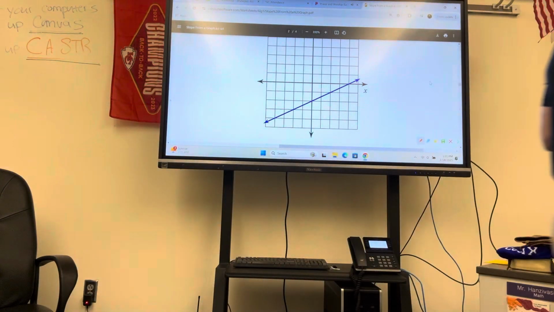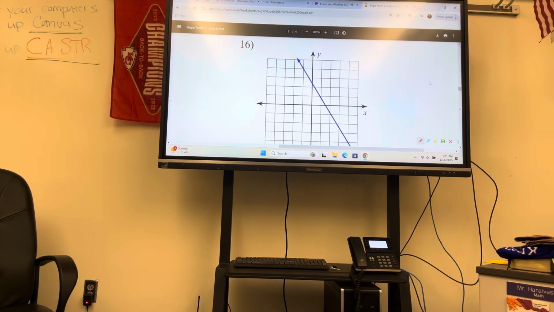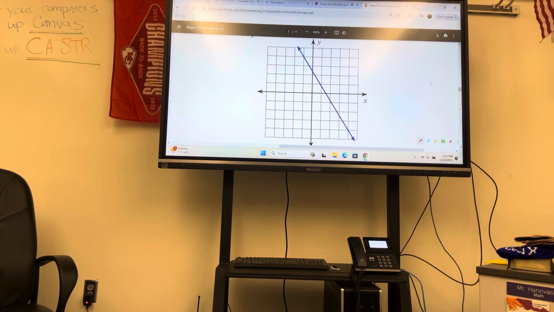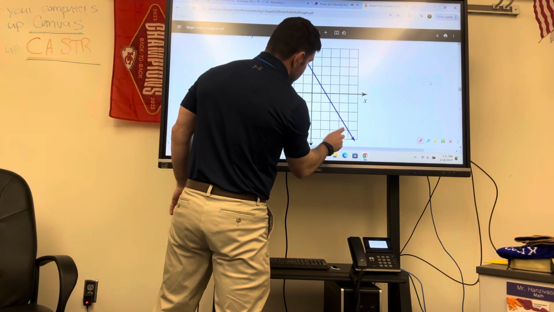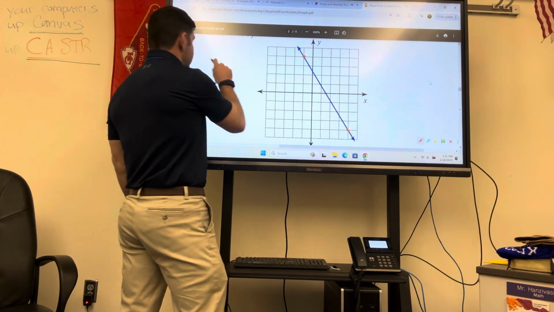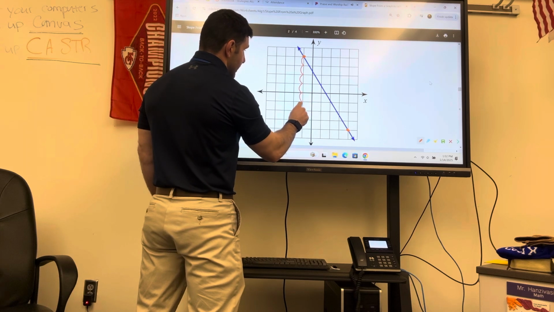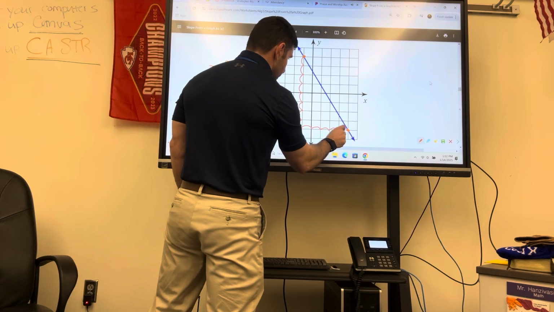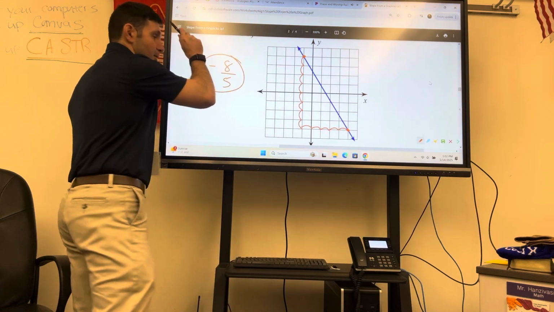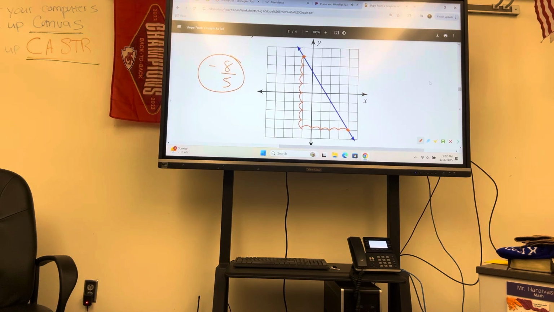Last one. Number 16. Two points. I see this point here, and I see this point here. It's definitely going downhill. That means it's negative. Down 1, 2, 3, 4, 5, 6, 7, 8. Over 1, 2, 3, 4, 5. And there we are. The other two: if it's horizontal, the slope is 0. If it's vertical, it is undefined.